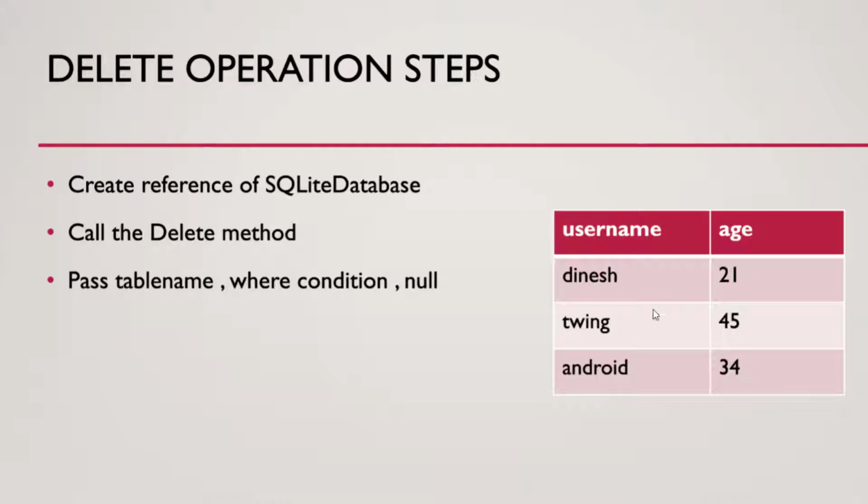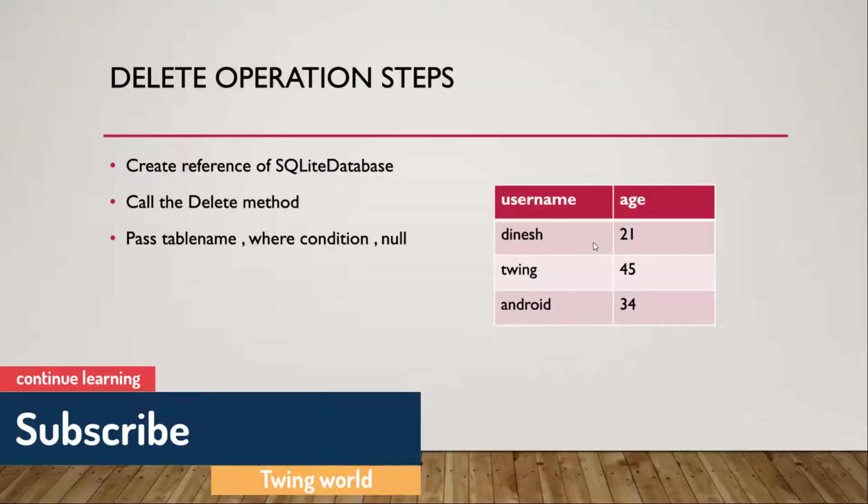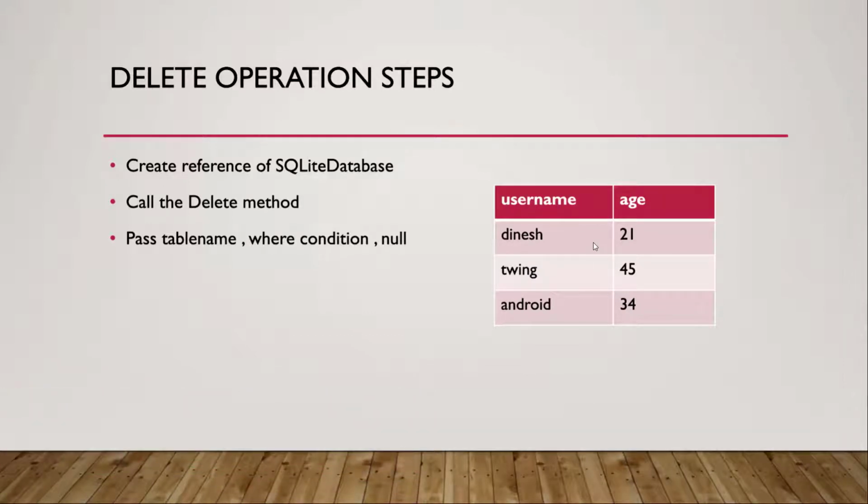Let's say we have to delete Android. So we have to make that where username equal to Android. This is the where condition, and the third one can be null. Suppose we have to delete one record, let's say the Dinesh record. For that we have to pass three parameters: the first parameter will be the table name, the second parameter, the where condition, will be username equal to single quotation Dinesh, and you have to close the quotation, and the third parameter will be null.